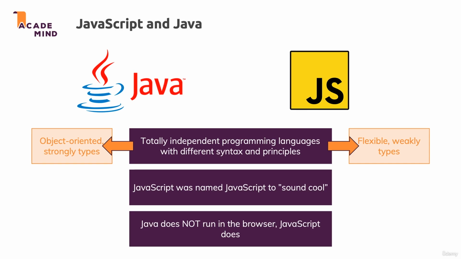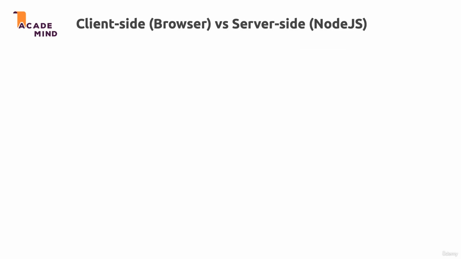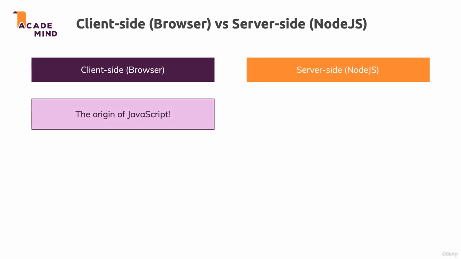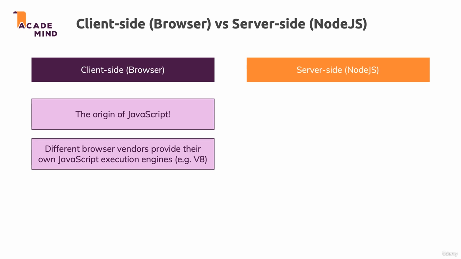JavaScript does. And speaking about that differentiation between client-side and server-side JavaScript, client-side means in the browser, server-side, with the help of Node.js, means on a machine that is connected to the internet, which might be serving web pages, but which doesn't run code directly on the machines of the end users. And the client-side part is really the origin of JavaScript. And as you learn, different browser vendors, so different companies developing browsers, provide their own JavaScript execution engines.